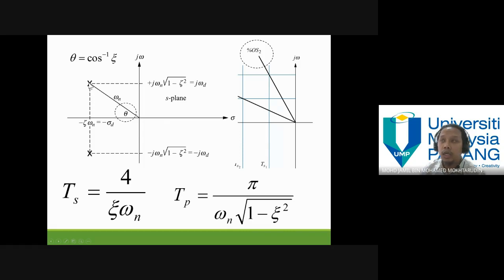you can find the pole's value or coordinate. So we get negative damping ratio times omega n as the real part of the pole, and the imaginary part is given by omega n times the square root of 1 minus damping ratio squared. From here you can find the settling time Ts and also the peak time Tp. These are the things that you need to know before you can design the compensators.